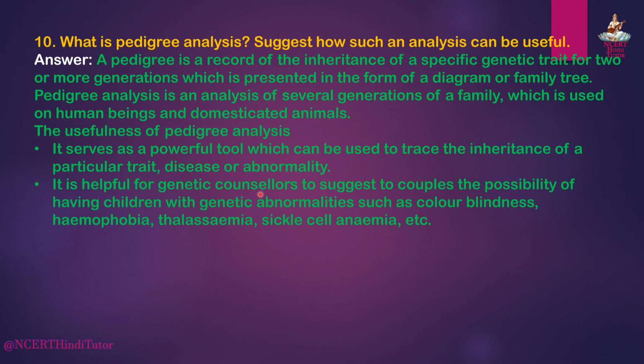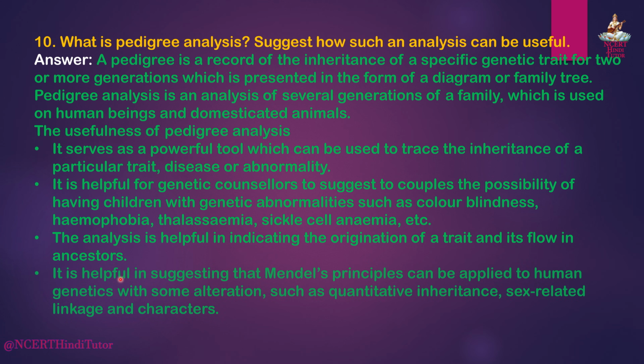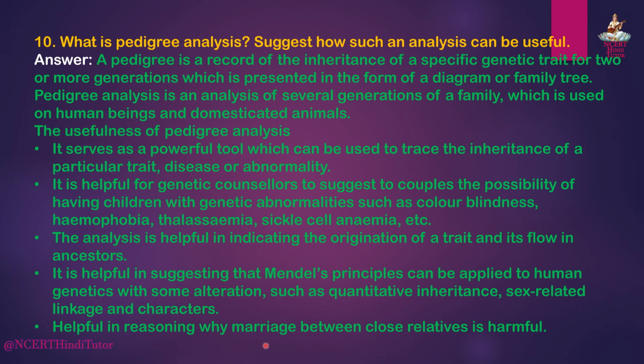It is helpful for genetic counselors to suggest to couples the possibility of having children with genetic abnormalities such as color blindness, hemophilia, thalassemia, sickle cell anemia, etc. The analysis is helpful in indicating the origination of a trait and its flow in ancestors. It is helpful in suggesting that Mendel's principles can be applied to human genetics with some alteration, such as quantitative inheritance, sex-related linkage, and characters. Helpful in reasoning why marriage between close relatives is harmful. Helpful in extensive research in the field of medical science.